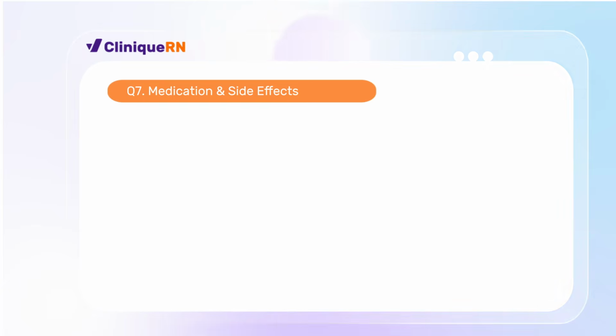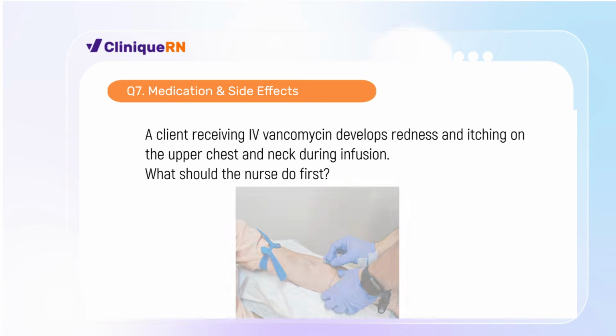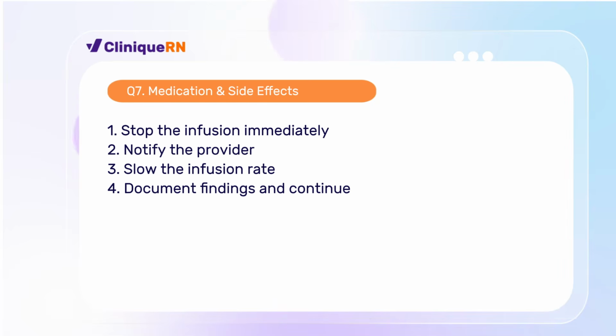Question 7. A client receiving IV vancomycin develops redness and itching on the upper chest and neck during infusion. What should the nurse do first? 1. Stop the infusion immediately. 2. Notify the provider. 3. Slow the infusion rate. 4. Document findings and continue.